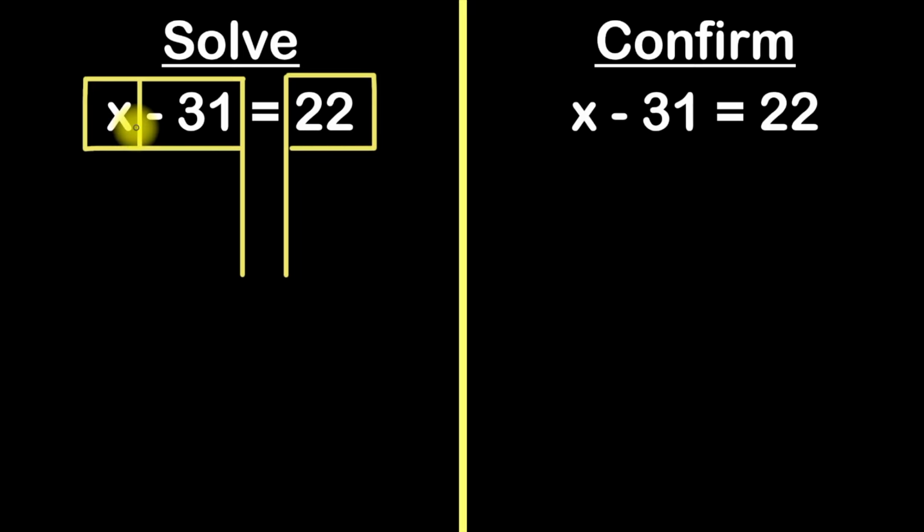In order to solve equations, the goal is to do something called isolate the variable. That's a fancy way of saying to get the variable by itself. To do that, we have to get rid of or cancel out whatever's next to the variable. And here we have minus 31. The inverse of minus 31 is plus 31. So we're going to add 31 to the left side.